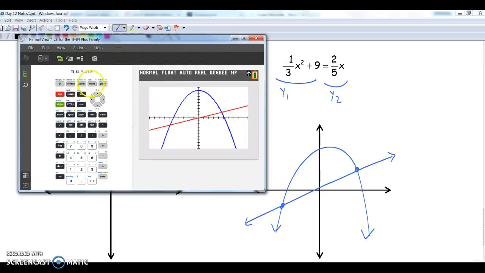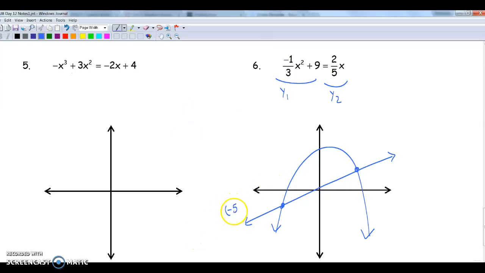We're going to do second trace, number 5. And I'm going to hop over to the straight line and kind of go left. I'll find the one on the left side first. And once you're kind of close, you're going to hit enter 3 times. So once, twice, 3 times, and you get negative 5.8306, etc. So negative 5.83, again you're rounding to the nearest hundredth, and then y is negative 2.33. So we got negative 5.83 and negative 2.33. So it looks like that.